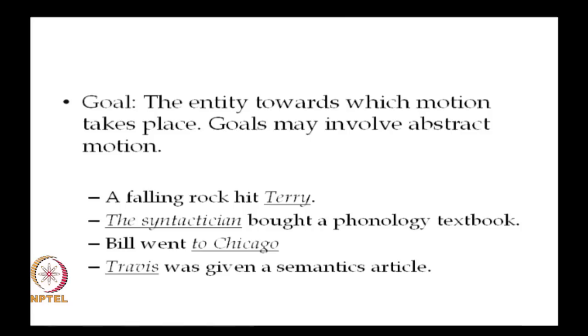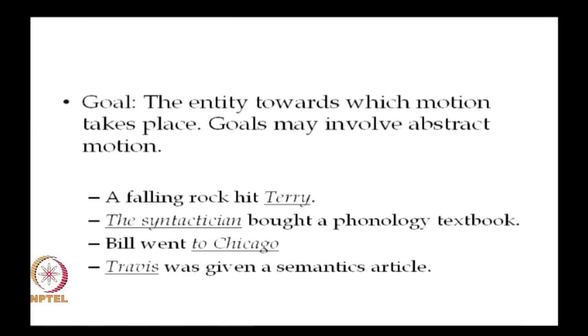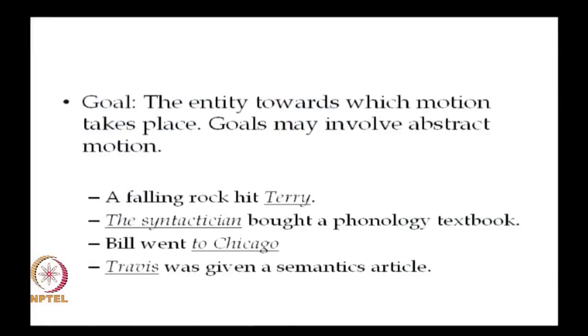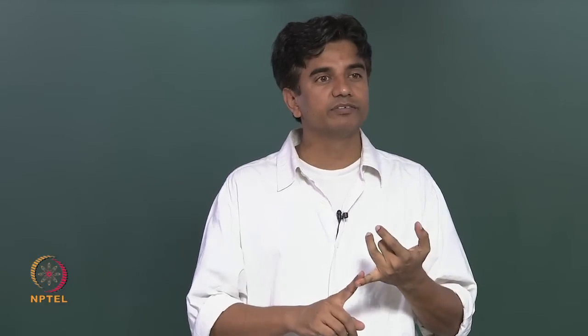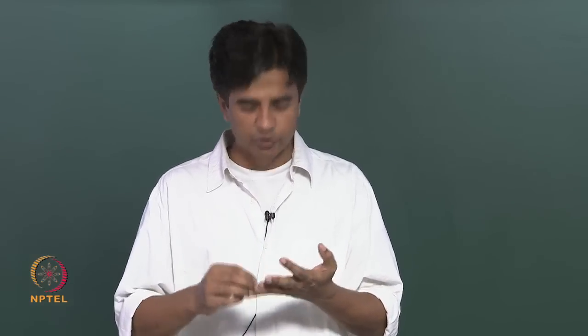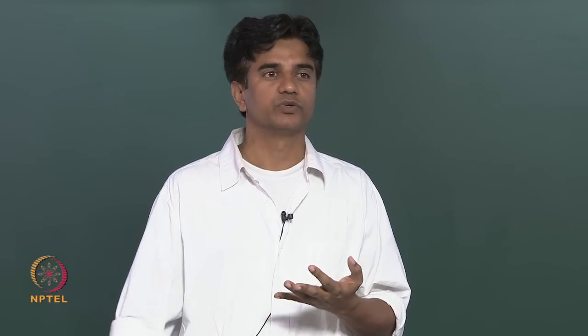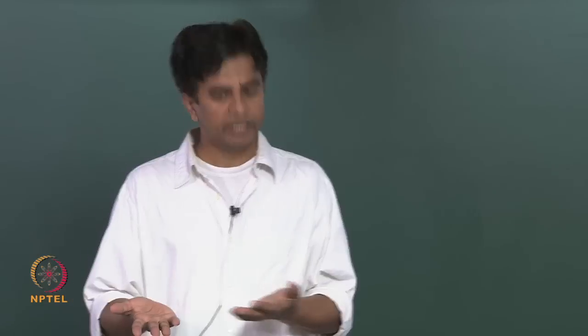Look at another one, goal. Now look at this one, and you will see more difficulty. A falling rock hit Terry. Did we have the same sentence there? Yeah. Now we are having the same sentence for three of them, right? So now look at this. It could be a goal too. So we are not saying that an object NP will have just one name. Depending upon the meaning of the sentence, it could be an experiencer, it could be a theme, it could be a goal. Sometimes this ambiguity may not lie.